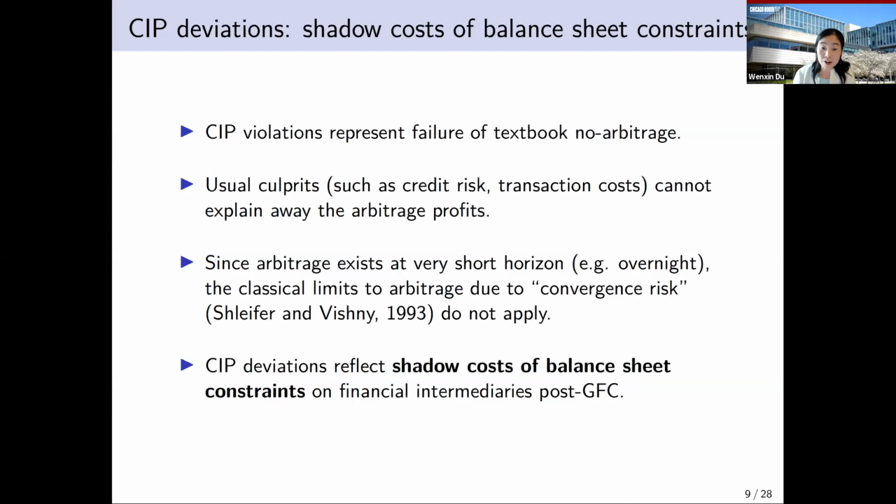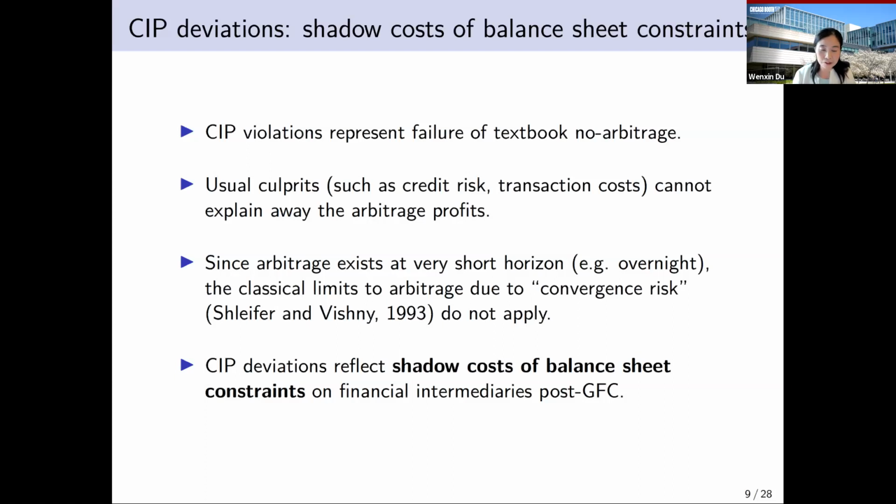And since the arbitrage exists at a very, very short horizon, right? If you read my footnote with Gordon and Ricardo, you'll be able to calculate on the overnight CIP deviation, the classical limits to arbitrage argument, like in Shleifer and Vishny in 93, based on the convergence risk, i.e. the hedge fund might go under before that anomaly corrects by itself. That type of argument does not apply, right? So it's a different type of limit to arbitrage that relies on the constraint as opposed to risk. Okay, so that's an important distinction, and therefore we think CIP deviations are very important.